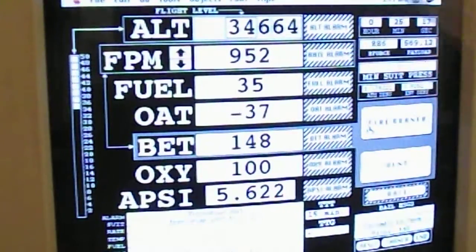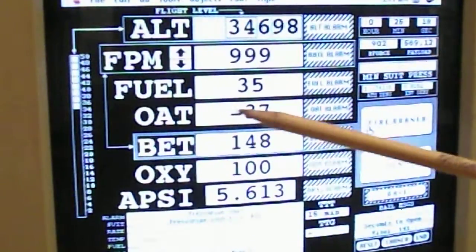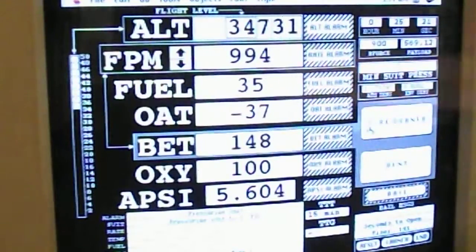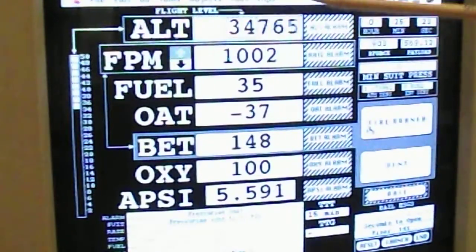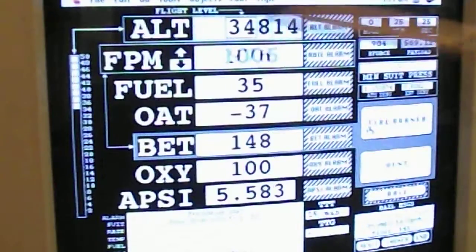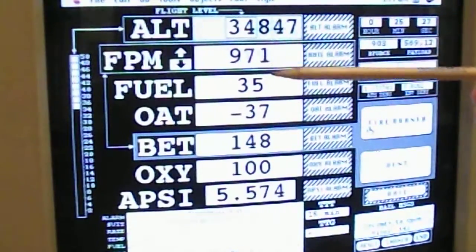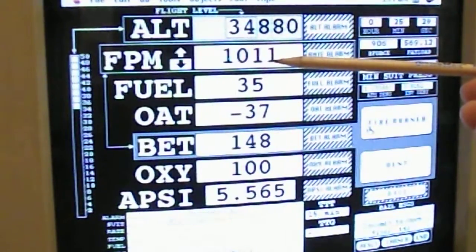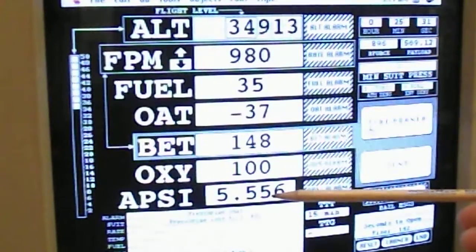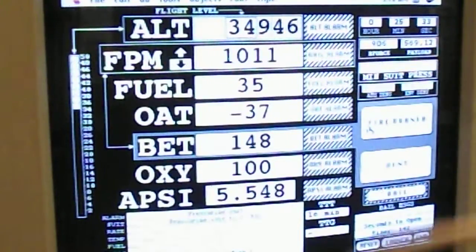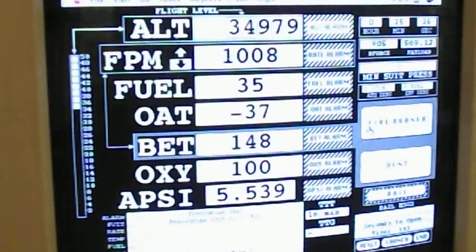A second computer will be showing me a few of the things that are indicated on this flight simulator, but those will be only the things that I would see in the balloon, and that's going to be altitude, my ascent or descent rate, APSI, and a couple of other things, but not quite all of this information.